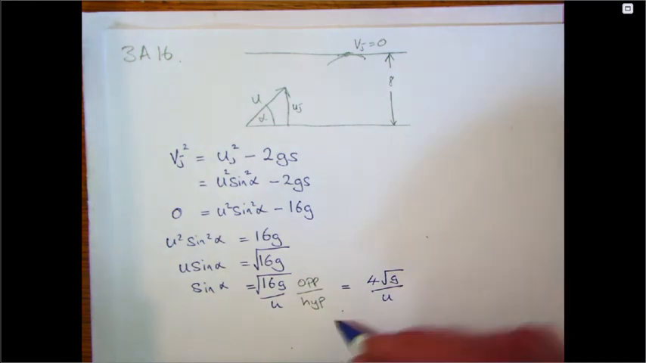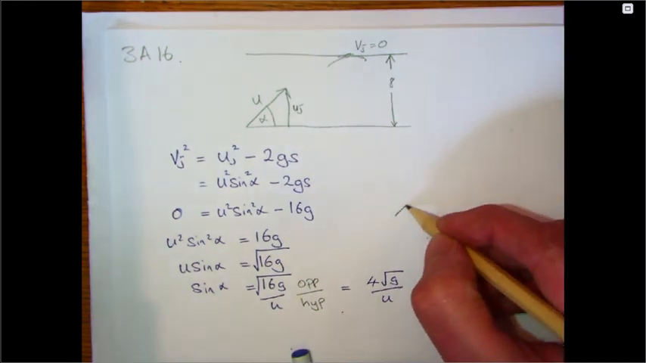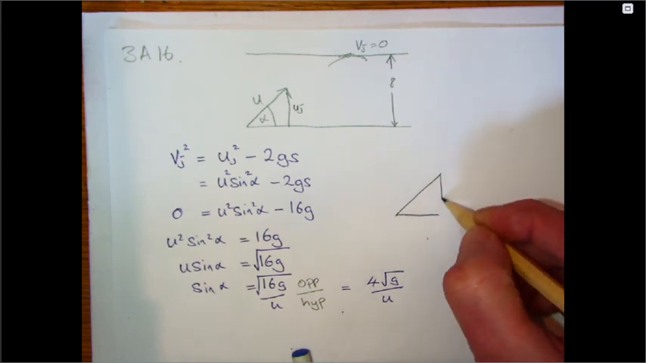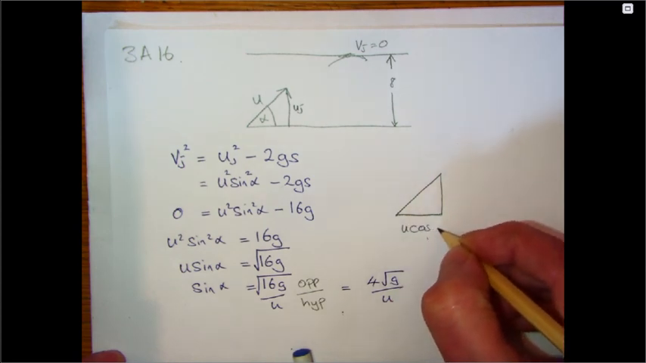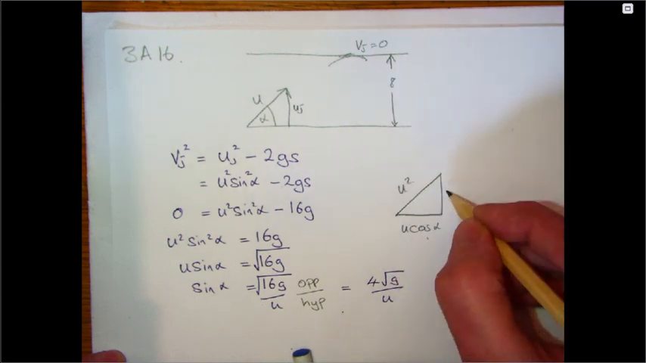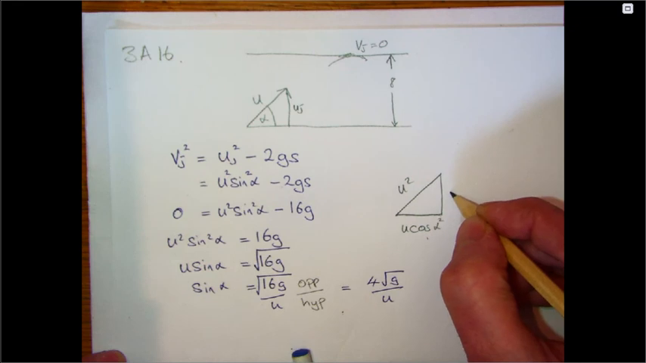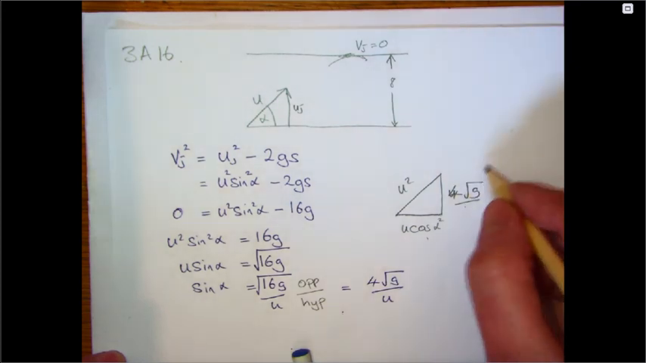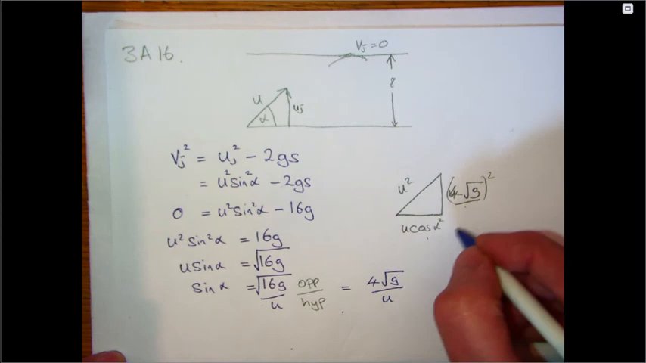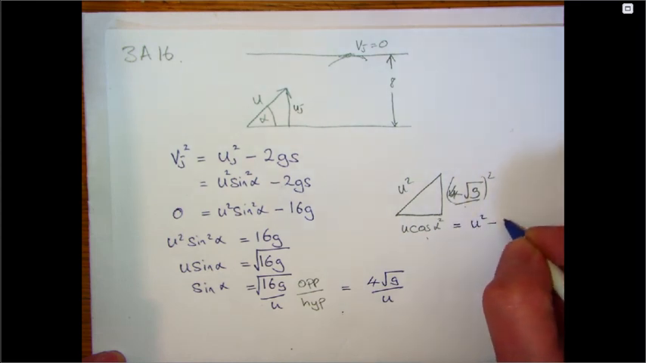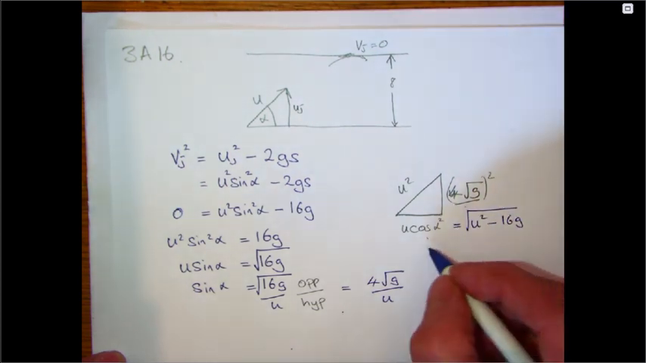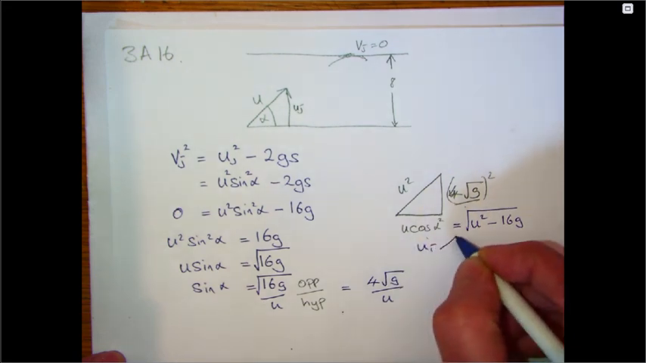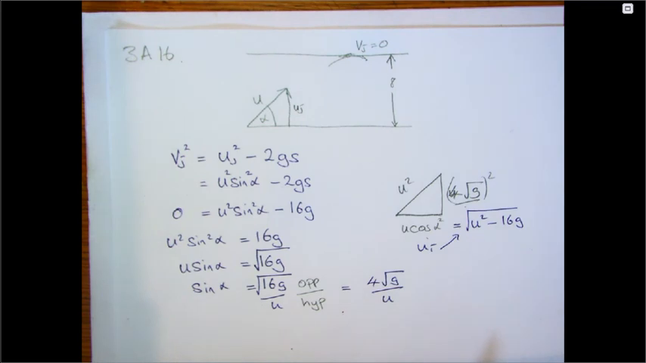So, as I said, this is opposite over hypotenuse. We'll draw this triangle here, and we'll be able to see what u cos alpha is. Squaring that, I get u squared cos squared alpha is equal to u squared minus 16g. So u cos alpha is the root of that. So that's the u of i, it's equal to this. We'll need that in a little bit.